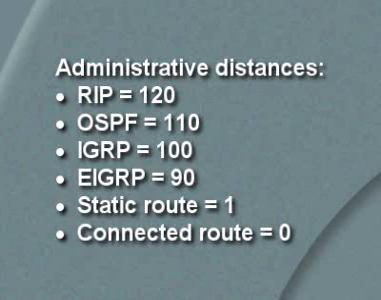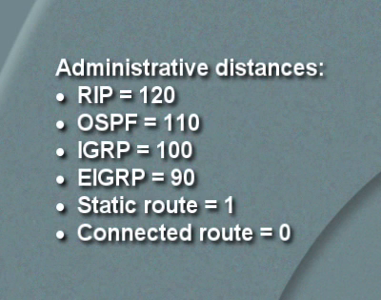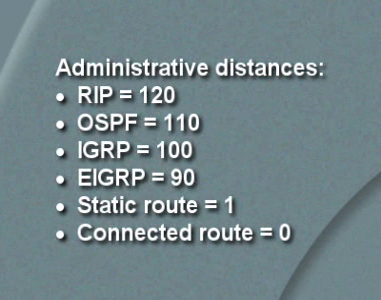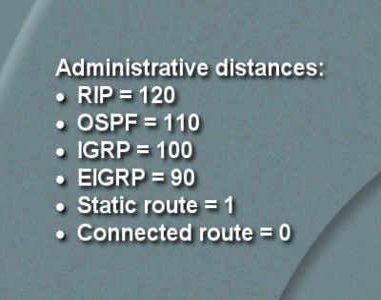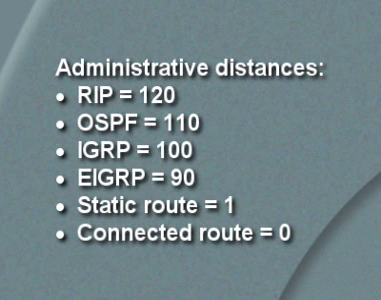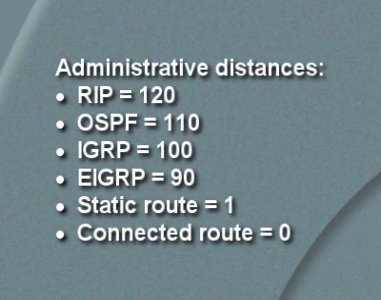Let's look at a chart comparing default administrative distances. The administrative distance of RIP, notice, is 120. The administrative distance of IGRP is 100. The administrative distance of EIGRP is 90. The administrative distance of OSPF is 110. But notice the administrative distance of the directly connected routes and the static routes. The static routes administrative distance is 1, whereas those that are directly connected have an administrative distance of 0.